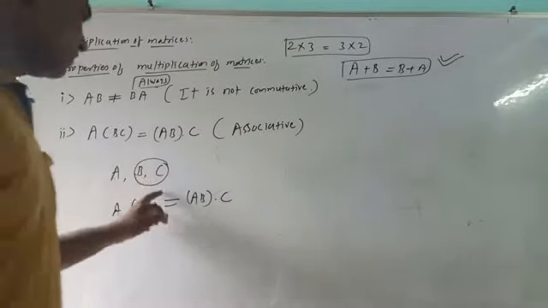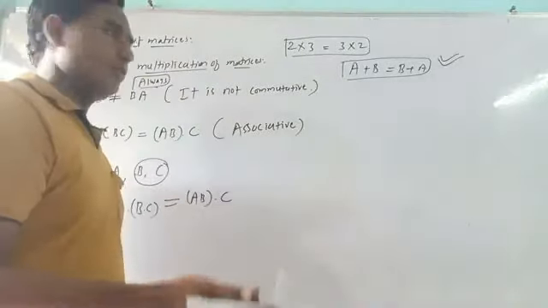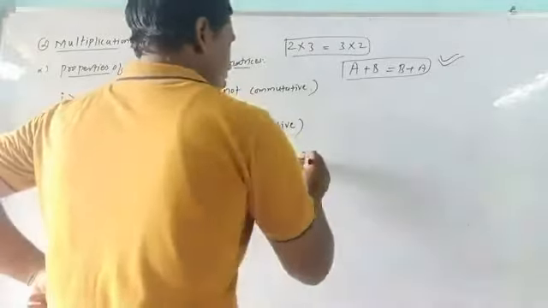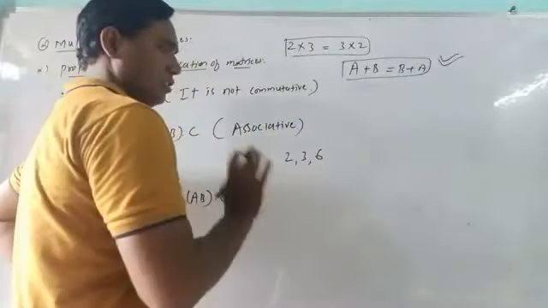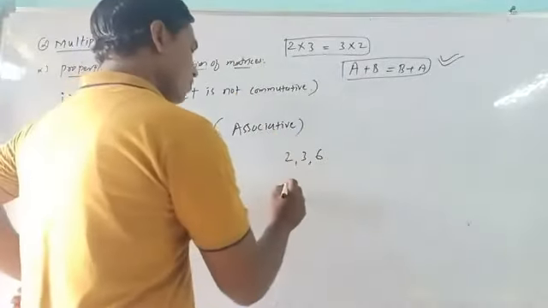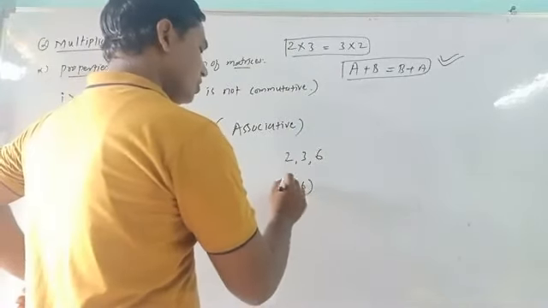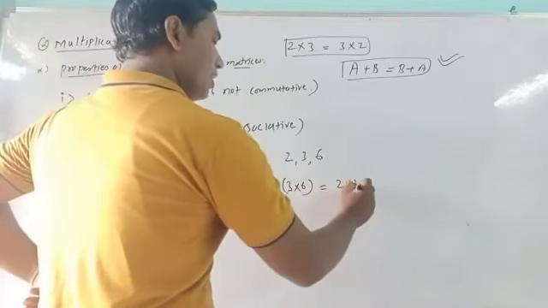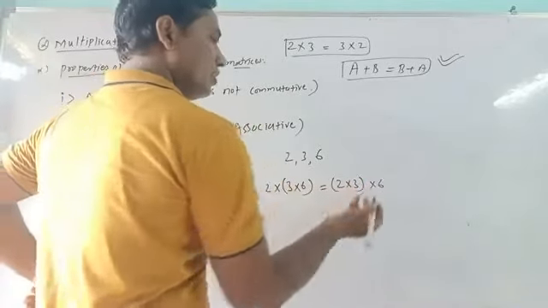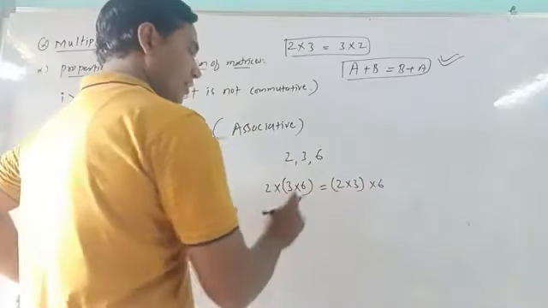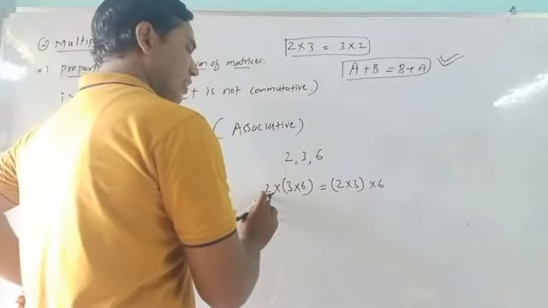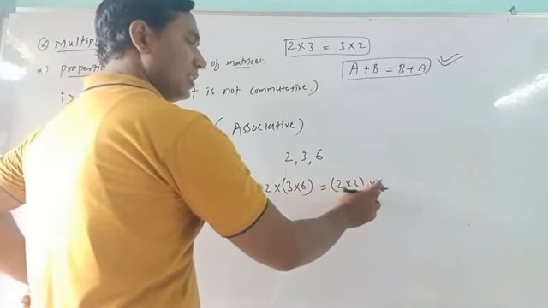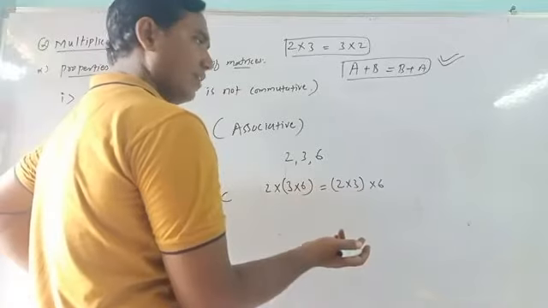This idea is extended in terms of numbers. Suppose there are 3 numbers: 2, 3, 6. First we multiply 3 into 6 and then multiply with the 2, or either first we multiply 2 into 3 and then with 6. Both are the same, right? 6 times 3 is 18, 18 times 2 is 36; 2 times 3 is 6, 6 times 6 is 36. It doesn't affect that one.